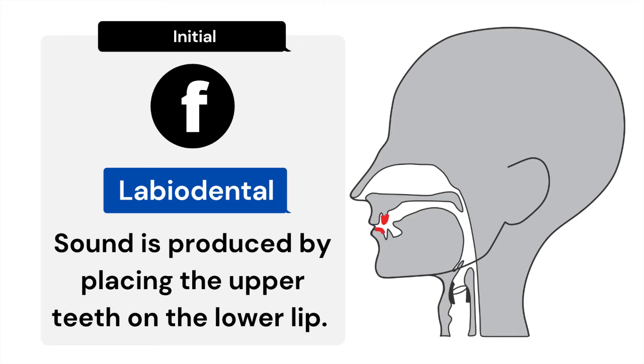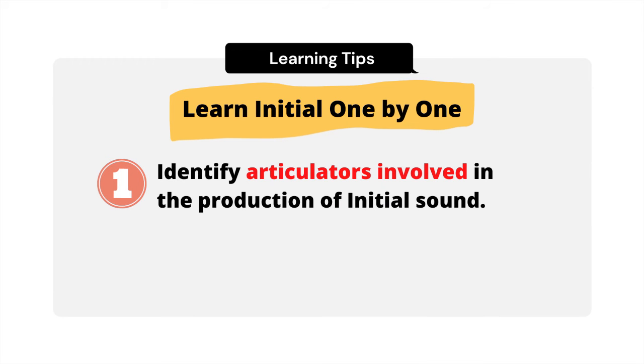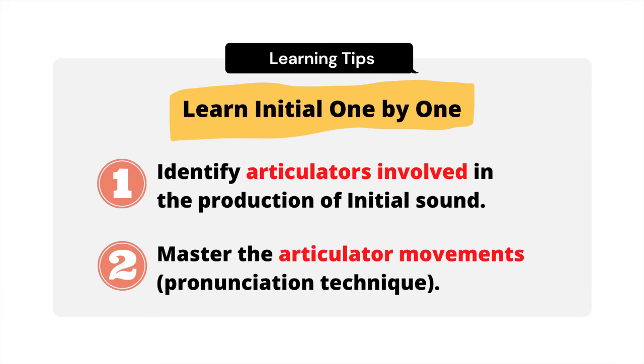Let's take an example. First, we need to be clear on the articulator, the speech organ involved. For labiodental initial, the articulators are upper teeth and lower lip. Next, find out the pronunciation technique, which is the articulator movement. Labiodental sound is produced by placing the upper teeth on the lower lip. We identify the articulators involved, followed by mastering the articulator movements.